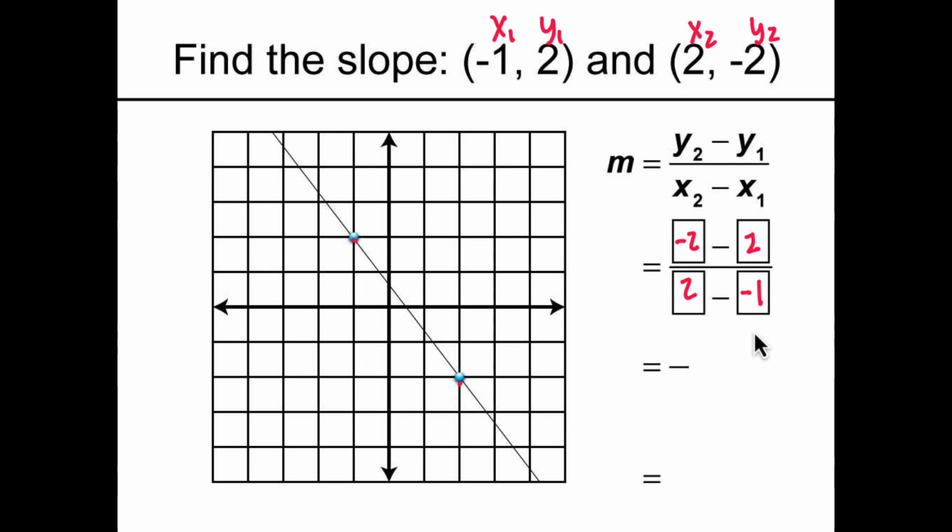Simplify the numerator and denominator. -2 minus 2 is -4. And 2 minus a -1 is 2 plus 1, or 3.